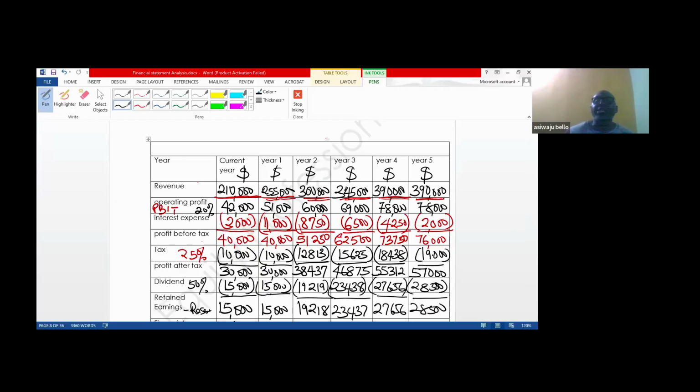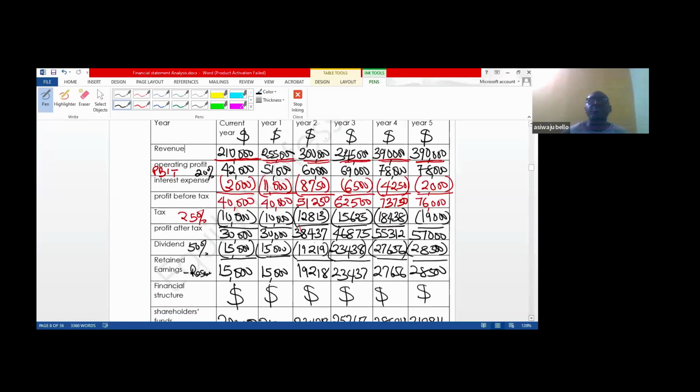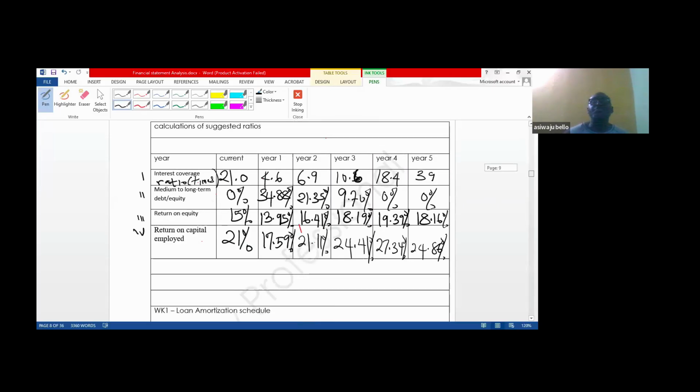Retained earnings for year 1. We are not bothered by year 0 because in year 0 we have not obtained the loan. We are going to obtain the loan in year 1. Now go to this. Please note the retained earnings, I'll require it. 15,019,218. Let me go to this.